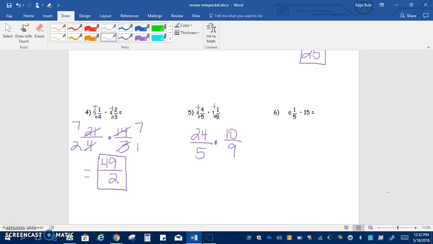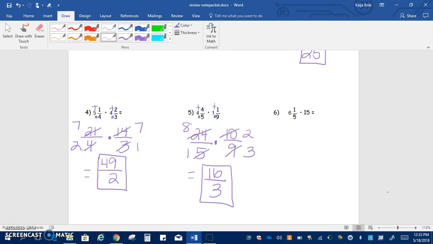Check for cross division. I can divide 5 and 10 by 5. So my 5 becomes a 1, my 10 becomes a 2. And now the 24 and the 9, you might not see it at first, but you can divide both of those by 3. So my 9 becomes a 3, my 24 becomes an 8. So now I can't cross divide anymore, so I can just multiply straight across. 8 times 2 is 16. 1 times 3 is 3, so I get 16/3.